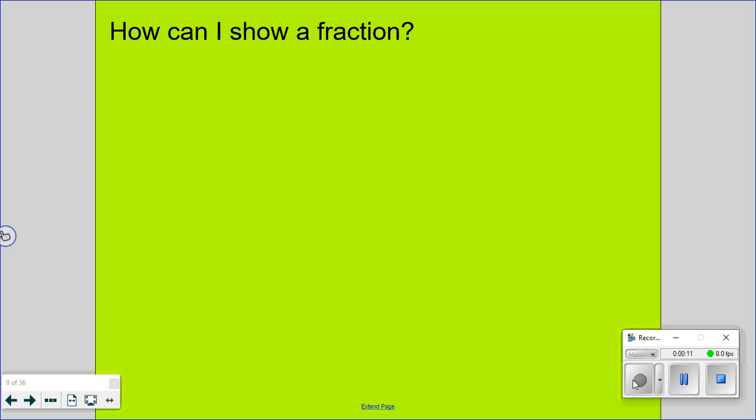Thanks. How I can show a fraction. So we are going to continue our work with fractions. Underneath this word show, go ahead and circle it. When I'm talking about the word show, a synonym for that is model. We're going to be talking about different ways to model a fraction.